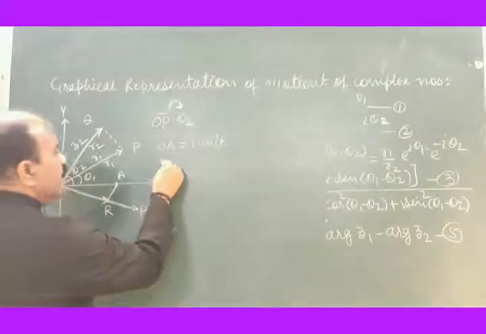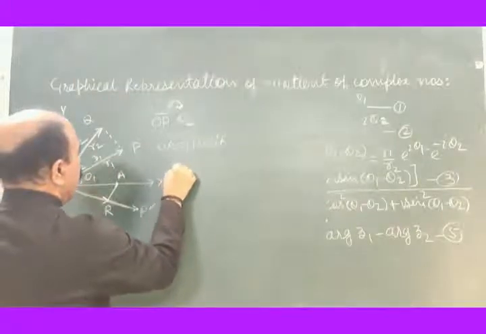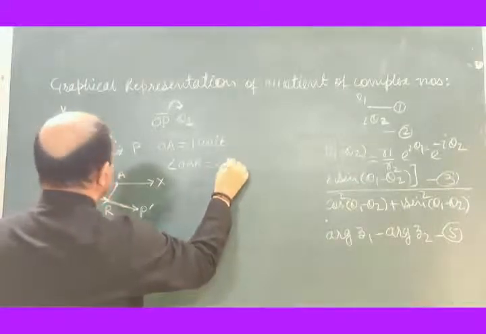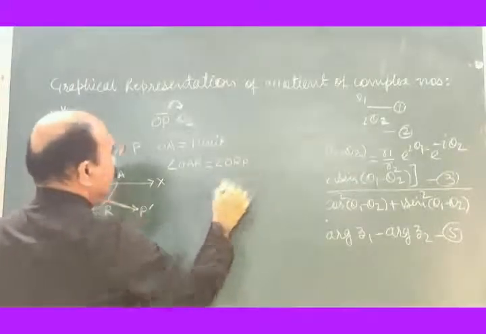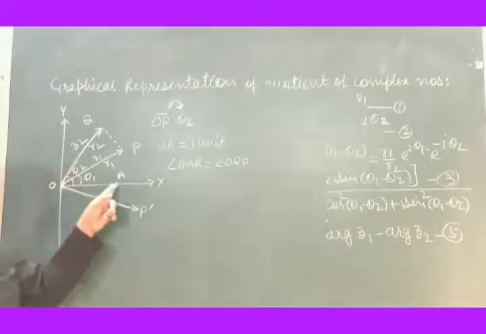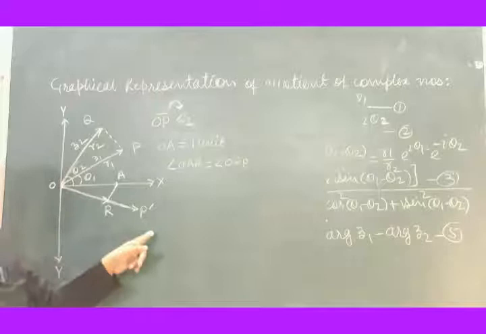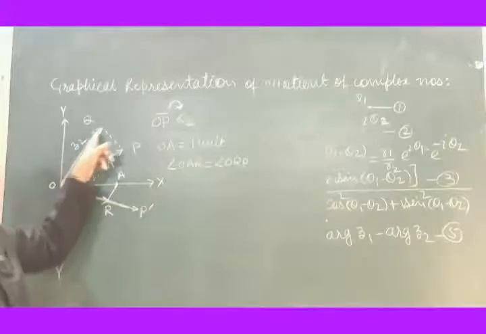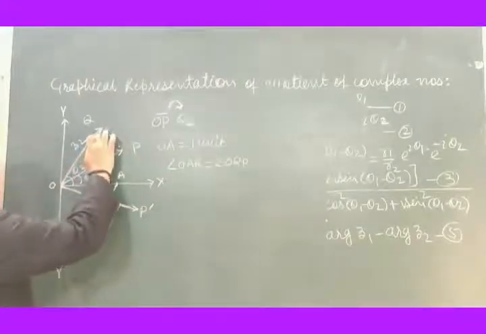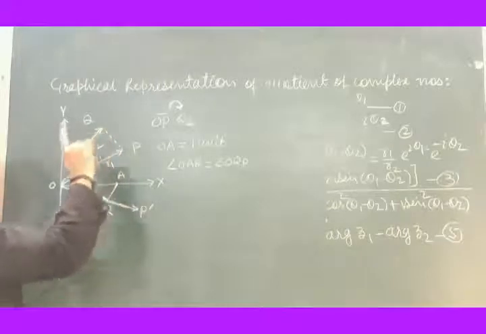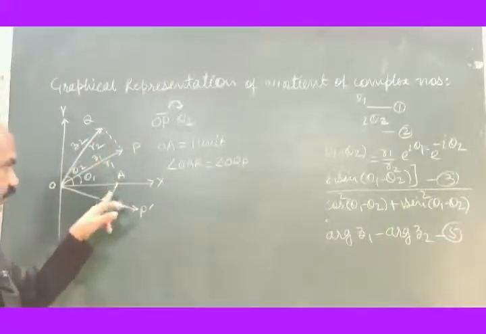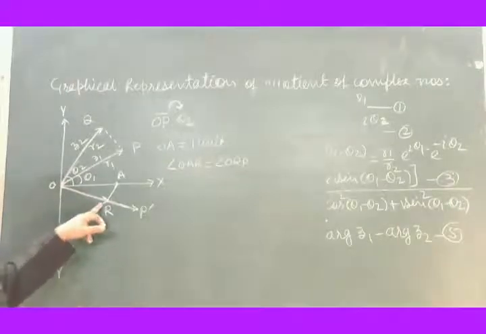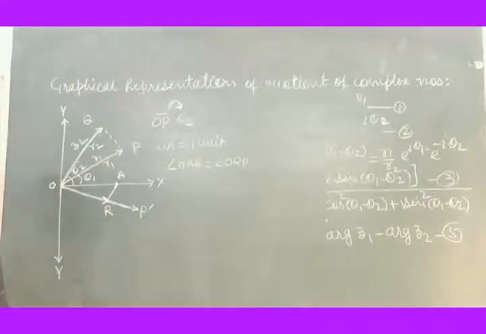The rule you have to follow here is this one. Angle OAR should be equal to angle OQP. Angle OAR, this angle should be equal to angle OQP. This angle should be equal to this angle. In this way, you have to draw AR to meet in point R with OP dash.